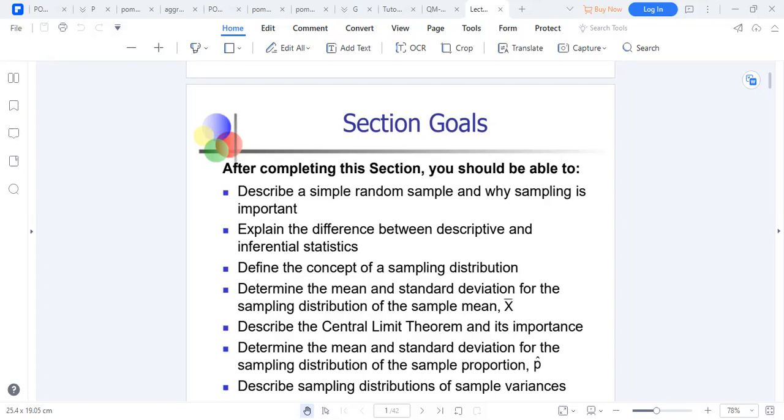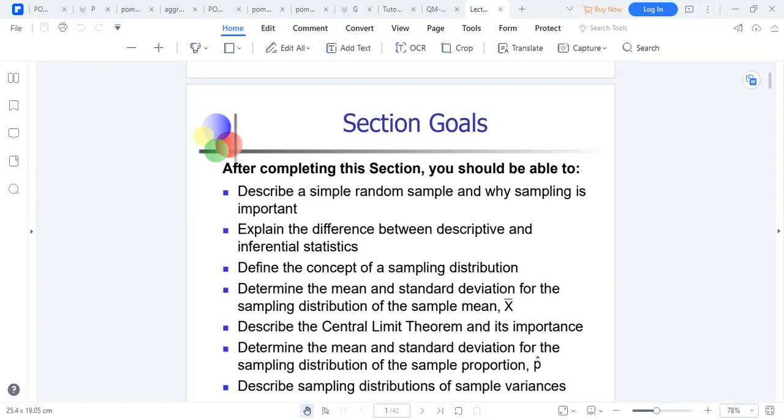Inferential statistics, on the other hand, will help us use the data from a sample to make inferences and draw conclusions about a larger population. Among others, inferential statistics will help us generalize the findings that we find from a sample to the entire population.